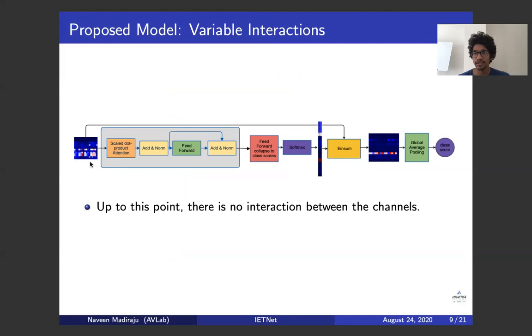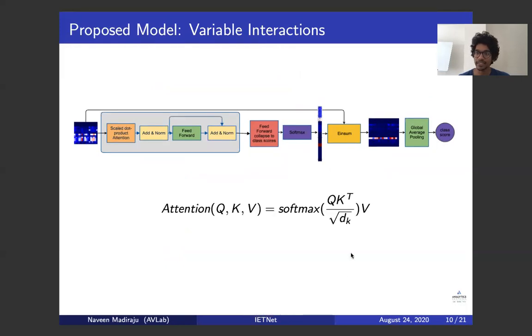Now, to model the variable interactions, we use the attention layer, specifically the scaled dot product attention. What this equation does is compute pairwise relationships between each variable. Here, Q, K, and V are query, key, and value. The query and key are used pairwise between each variable to obtain a pairwise matrix P, which has the interactions between each variable. After this block, we get the attention matrix between all of them.